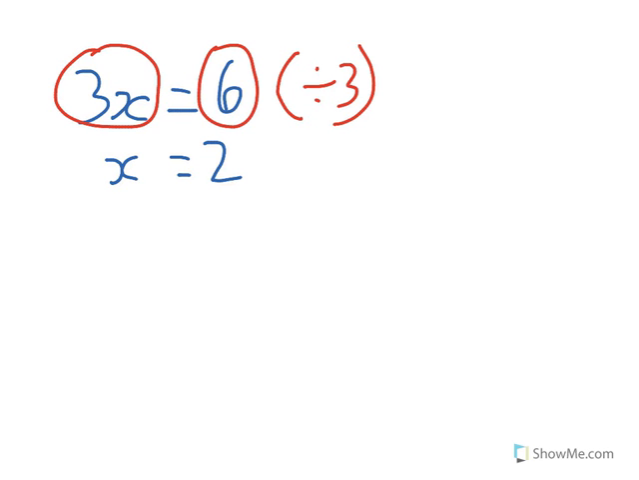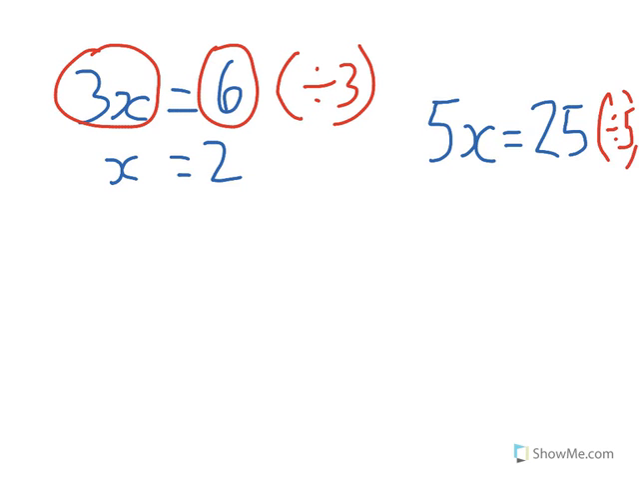Let's do another example. Let's say we have 5x equals 25. Okay, so what am I going to do to both sides? I'm going to divide both sides by 5. If I divide both sides by 5, I would get x on this side. 5x divided by 5 is 1x. And the other side, 25 divided by 5 is 5.